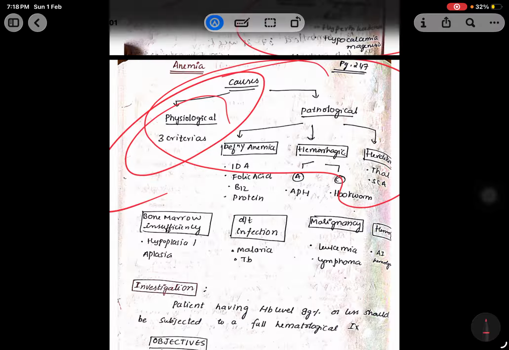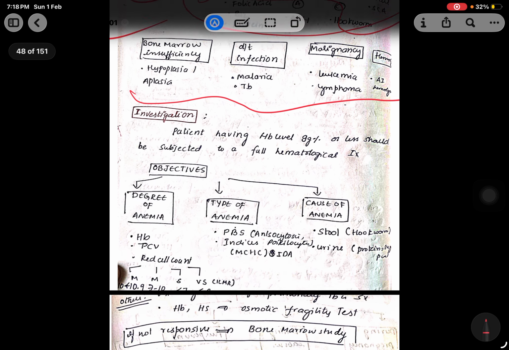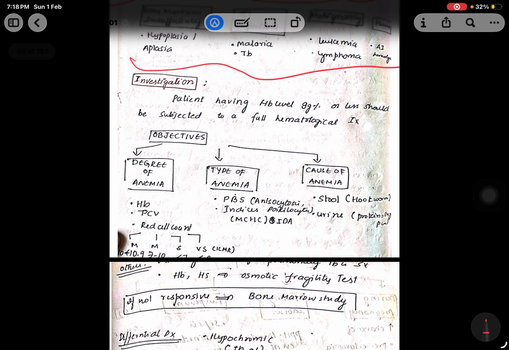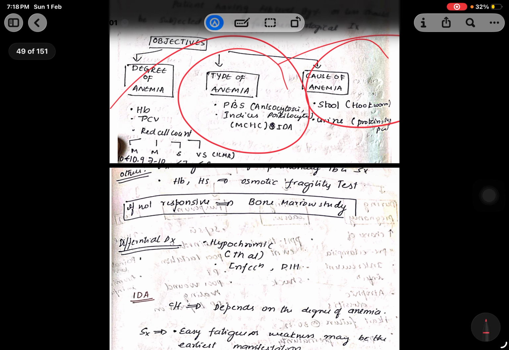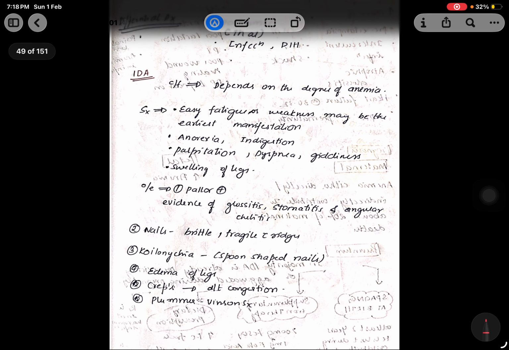Make sure you just see it and come back. And also these are the pathological causes which you need to remember, majorly being iron deficiency anemia. Also all these things. Again, what are the investigations? You have to know the degree of anemia, type of anemia, cause of anemia, and also how you manage it. Okay, this is the most common thing.